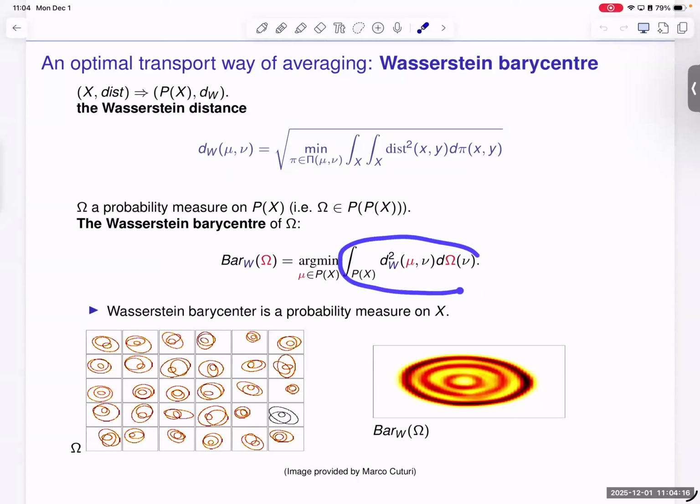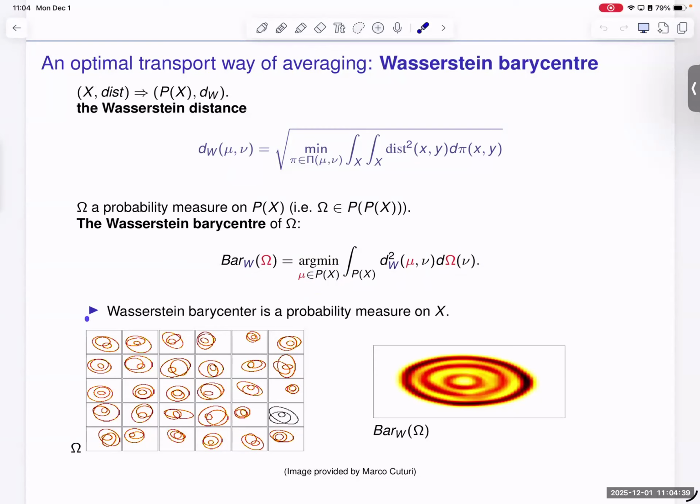So you just try to find the point in your space. Our space is P(X), the space of probability measures. The point is itself a probability measure. So you want to find such a point in that space, minimizing this average distance to those random points in the distribution. Okay, so that is the metric barycenter.